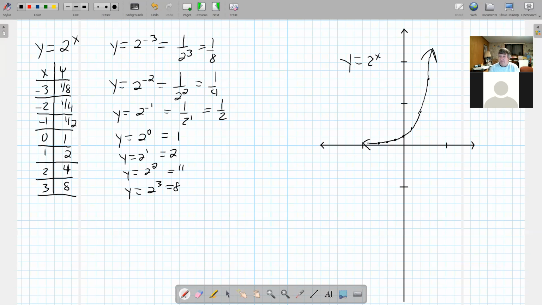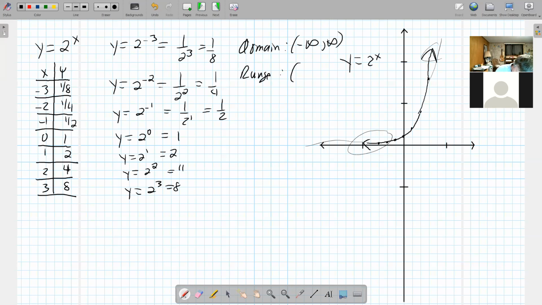The domain is all real numbers because this thing continues on to the left. This thing, as it's going up, continues on to the right. The range, let's see, let's write this. So the domain is all real numbers, so from -infinity to infinity.